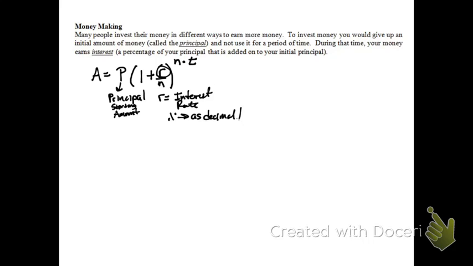Let's talk about N real quick. N appears in two spots, here and here. N is the number of times that you compound your interest per year. So let's write that out and then I'll try to explain it. So N is the number of times you compound per year.